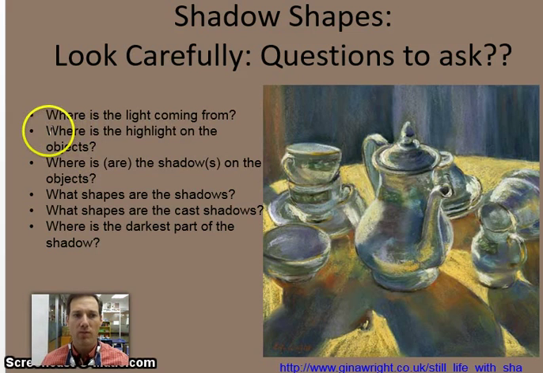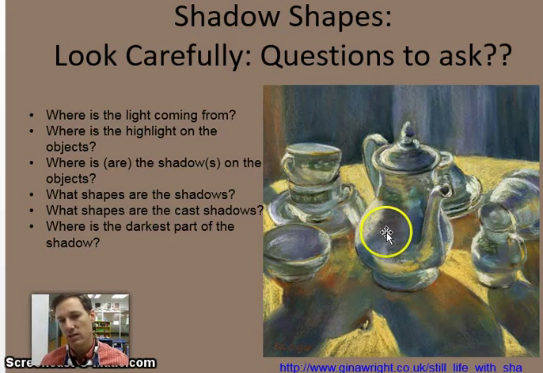Then try to pinpoint the highlight. Where is that highlight on the object? Maybe it's on the side. It might not always be in the middle. Maybe it's on the tip of something. Okay? Where is or are the shadows on the objects? So here in this picture by Gina Wright, you can see the shadows here.